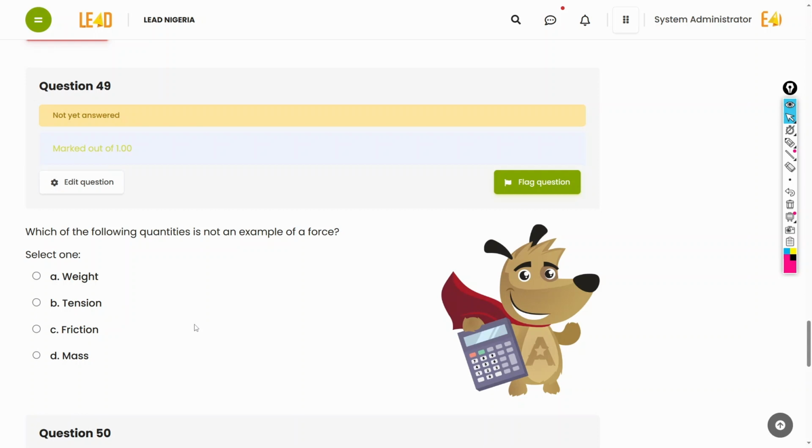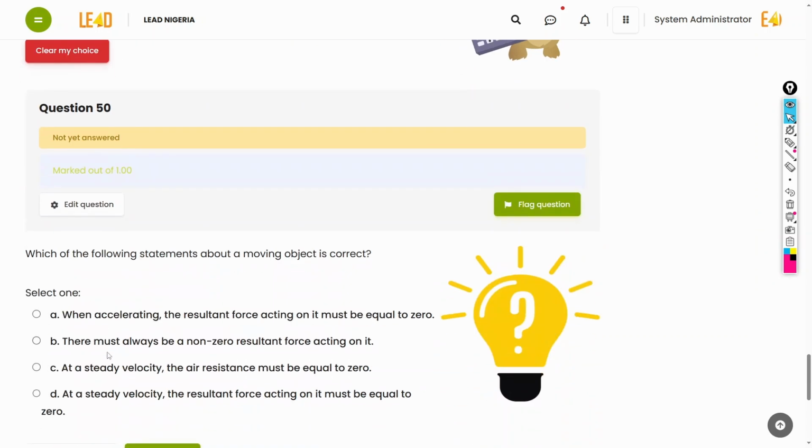So friction is a force. The correct answer is mass. Mass is not a force. Mass is just a measure of the amount of matter an object contains, right? So that's D. 50. Which of the following statements about a moving object is correct?